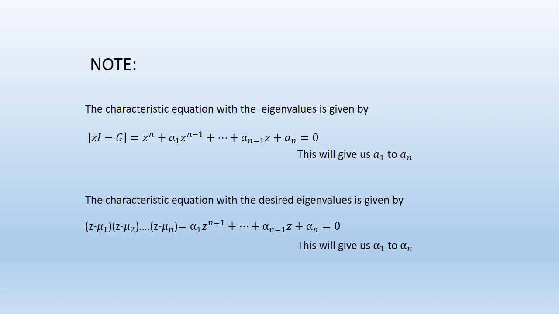And the characteristic equation with desired eigenvalues is given by z minus mu1 into z minus mu2 up to z minus mu_n, which we can equate to z to the power n plus alpha 1 z to the power n minus 1 plus up to alpha n minus 1 z plus alpha n. So this will give you the values of alpha 1 to alpha n. This will be needed when we solve the problems which are forthcoming.